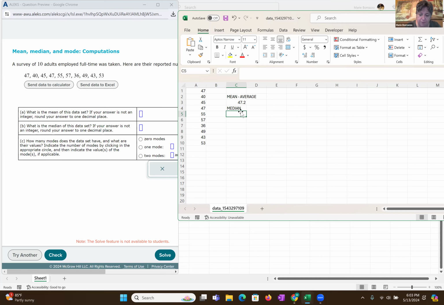So in this case, I'm going to say equals median. I'm going to double click on median, highlight the numbers, and there you go, you got 47.